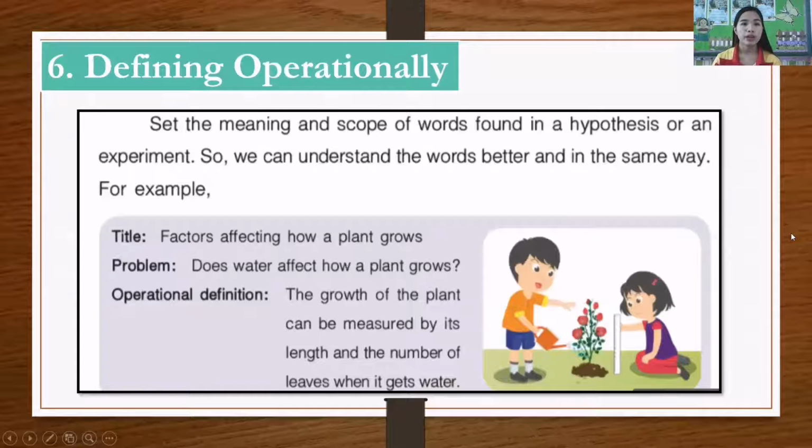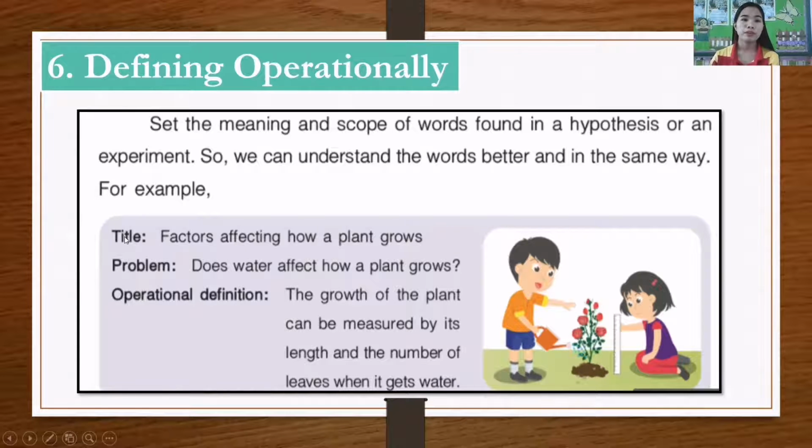Okay, how about number 6? This is defining operationally. You are going to set the meaning and scope of words found in a hypothesis or an experiment, so we can understand the words better in the same way.